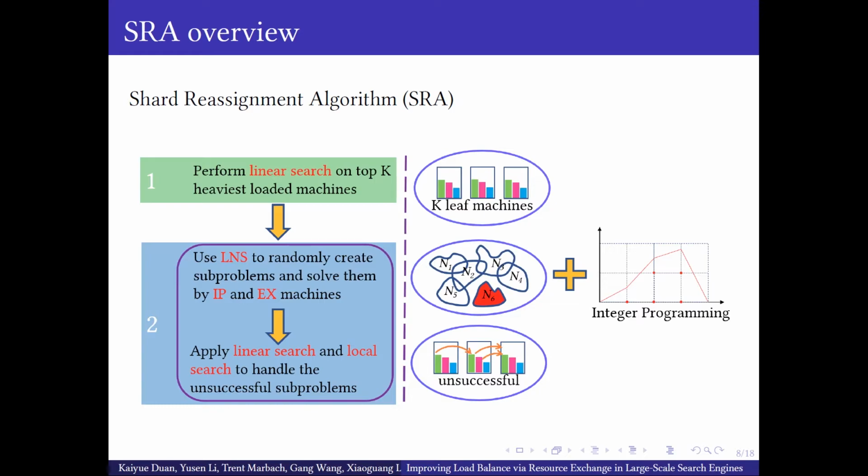For the second step, we iteratively improve the solution by using a large neighborhood search, that is, the LNS. In the second step, we create as many subproblems as possible, and we apply an integer programming optimizer to solve each subproblem. We only accept each subproblem's solution that can reduce the current imbalance, and further update our current reassignment plan based on the accepted solution. Furthermore, we adopt the linear search and the local search to handle the subproblems where the optimizer fails to produce a good solution. Again, our reassignments are theoretically simulated rather than physically operated.